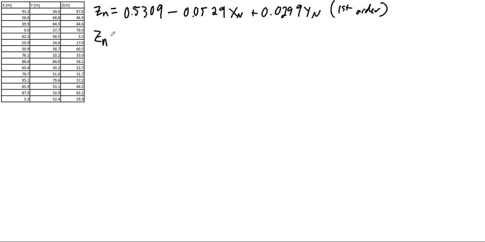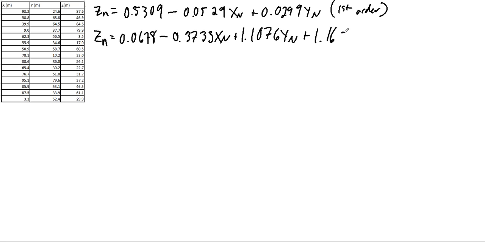My second order looks like this. 0.0678 minus 0.333 xn plus 1.1076 yn plus 1.1626 x squared normalized minus 1.8080 xy, and then plus 0.3814 y squared.